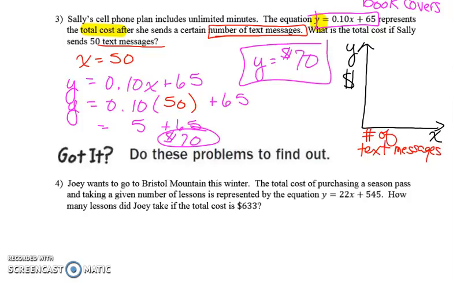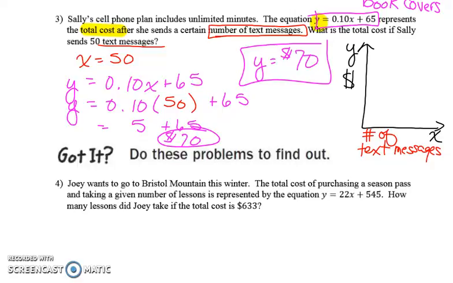So have we answered the question? Sally's cell phone plan includes unlimited minutes. The equation Y equals 10 cents X, or a tenth X, plus 65 represents the total cost after she sends a certain number of text messages. What is the total cost if Sally sends 50 text messages? Yeah, we solved the question.